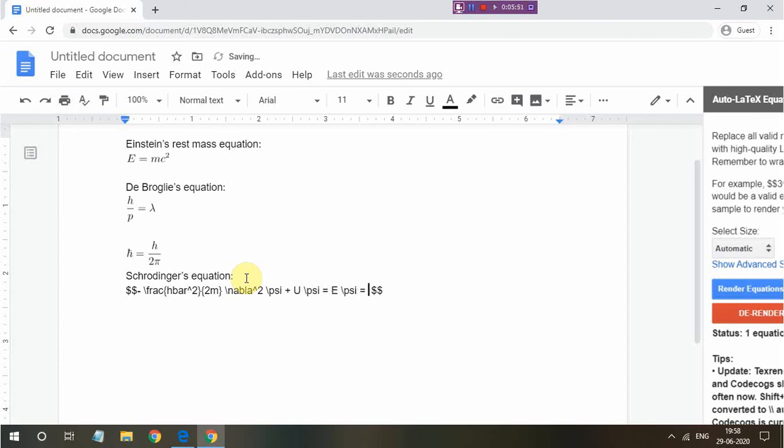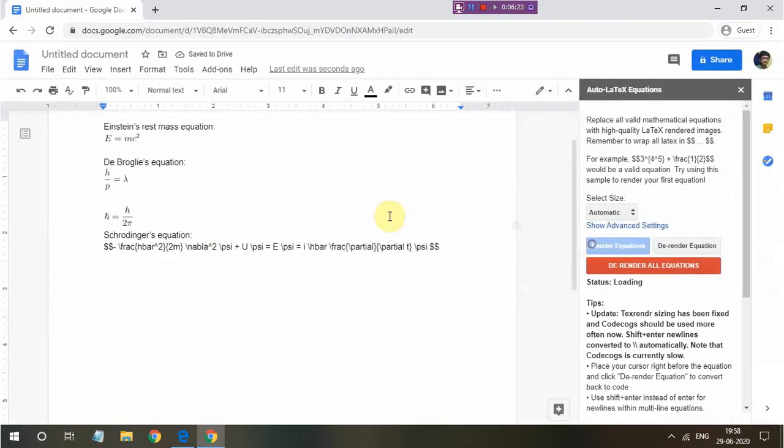Or you can also write this as i, then h bar, and then you can again use the fraction. Now you can use the partial differential form. This is actually the first order partial derivative with respect to time. So just write partial, and of course you need a backslash before this, and again partial t, and then you have a psi here. So let's see if this works.